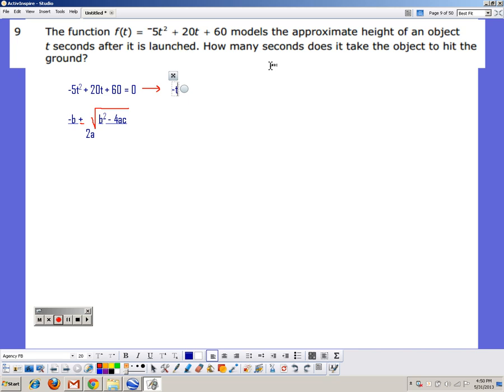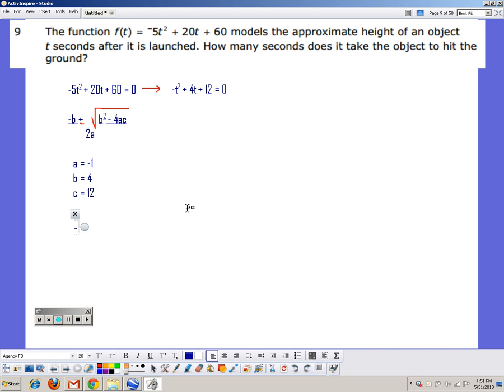negative t squared plus 4t plus 12 equals 0 if you factor out the 5 first. So that will give you a much smaller number to use for your coefficients. So a can become negative 1, b can become 4, and c can become 12, so that you will be working with much smaller numbers.